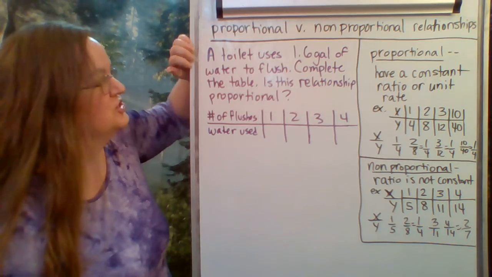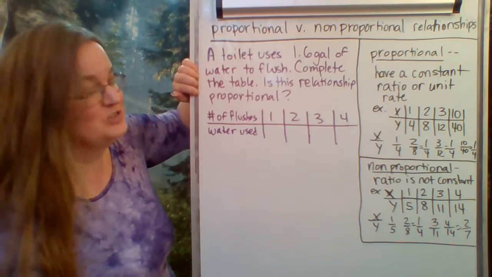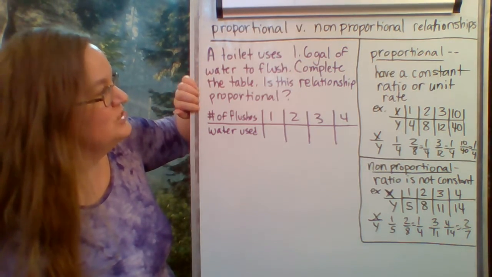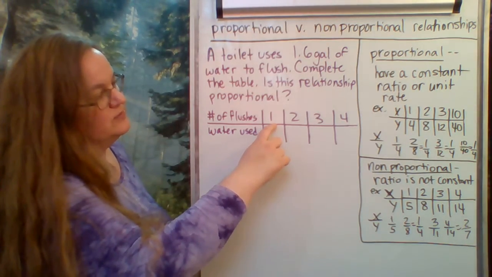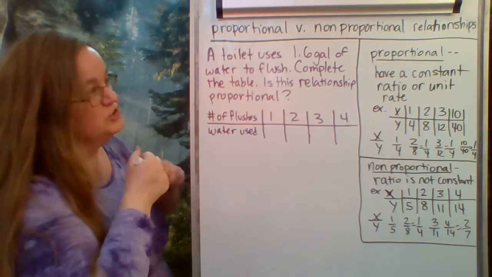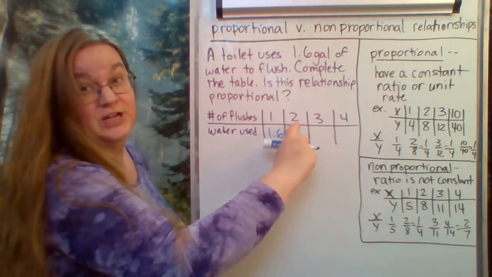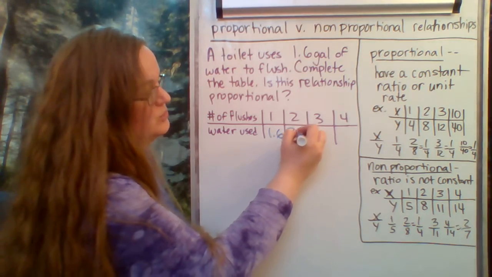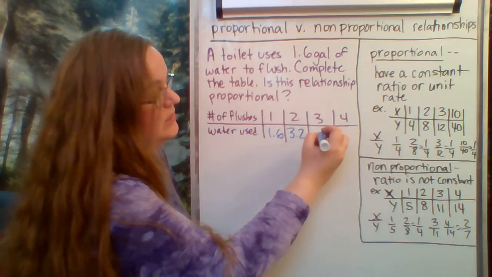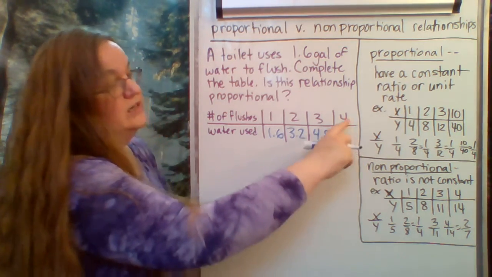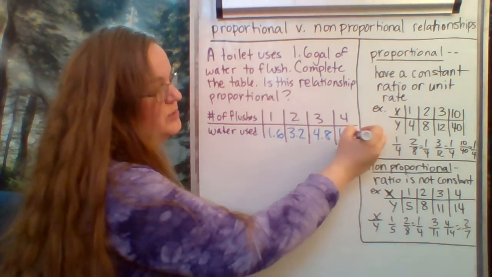So let's take a look at an example and see if we can tell if this is a proportional relationship. It says a toilet uses 1.6 gallons of water to flush. Complete the table. Is this relationship proportional? Okay, so if we're looking at the number of flushes of 1, each one is going to be 1.6. So if there's 2 flushes, that's 2 times 1.6, which is 3.2. If there's 3, that's 3 times 1.6, which would be 4.8. And 4 times 1.6 is going to be 6.4.